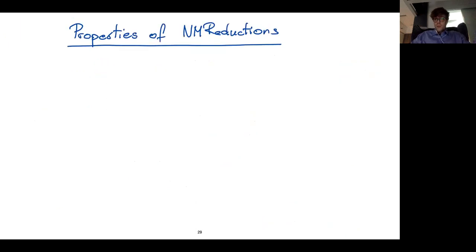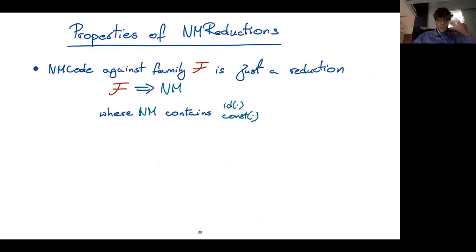What are the properties of non-malleable reductions? Why are we interested in them? First of all, strictly speaking, it's the generalization of non-malleable codes. A non-malleable code can be represented as a reduction. So a non-malleable code against F is a reduction from F to the trivial class NM. NM contains only identity and constant functions.